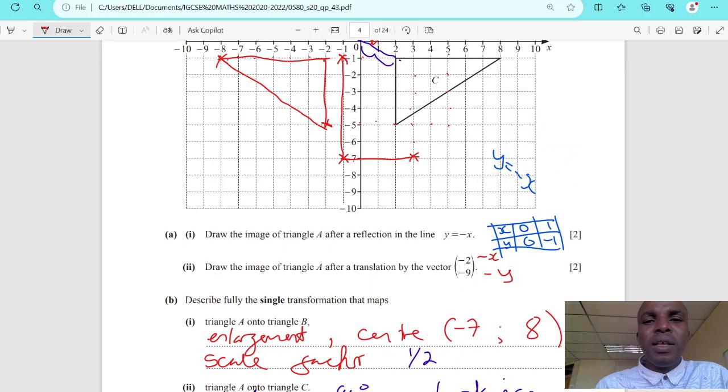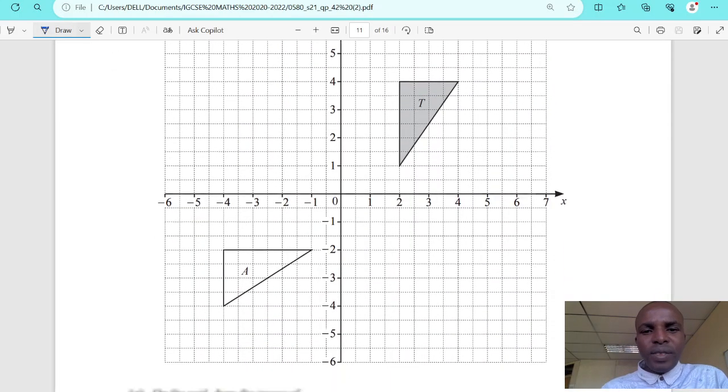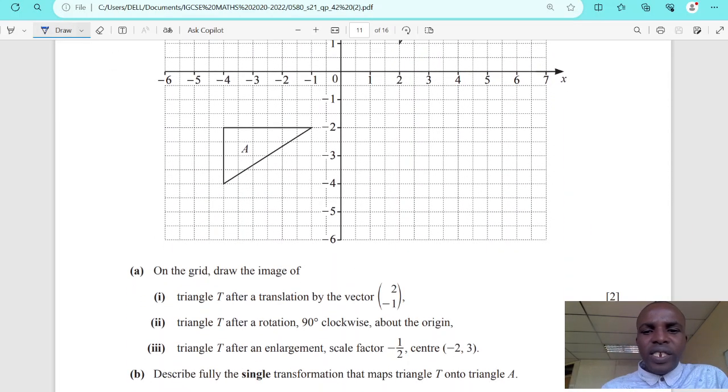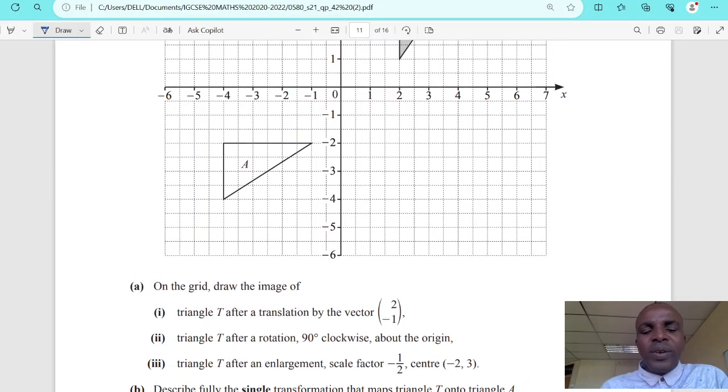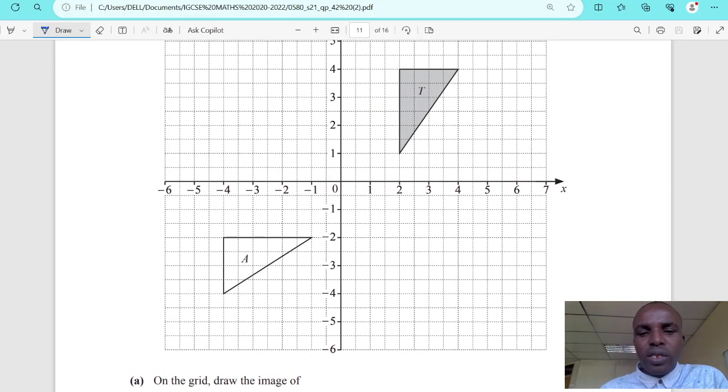3 marks. Right. Next paper is this one. They said on the grid, draw the image of triangle T after a translation by vector minus 2 minus 1. Triangle T is this one. Then it means this one is X, this one is Y. I can just use the counting method. You can just add all the points of triangle T to vector 2 minus 1. Then you find the image points. Still to work. But counting is easier.